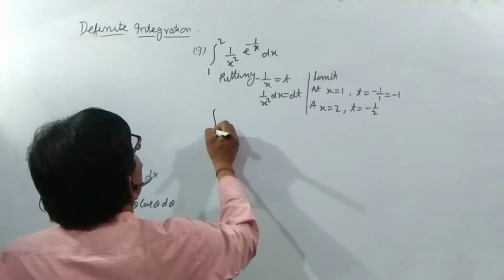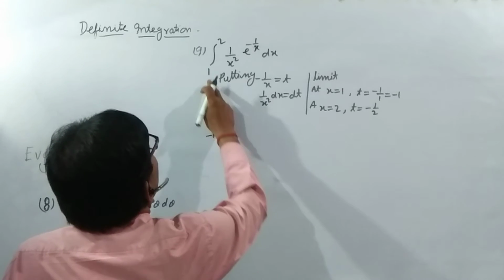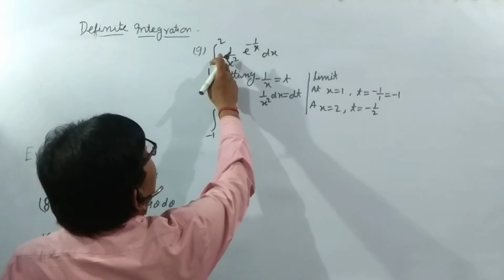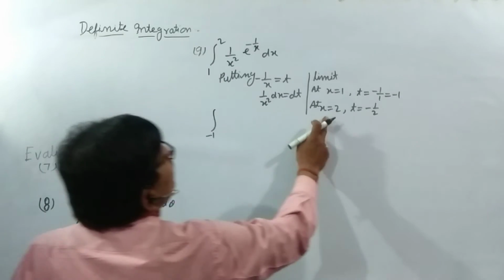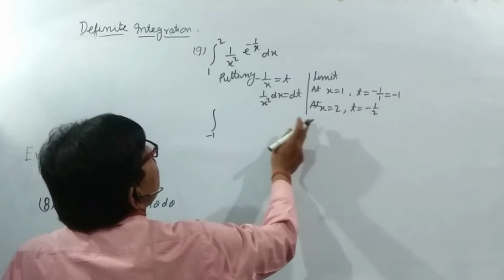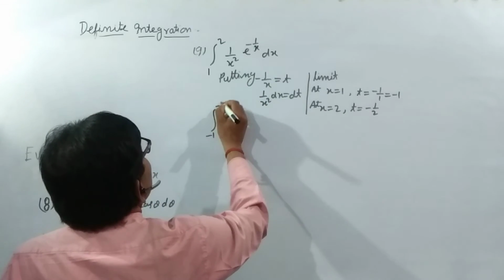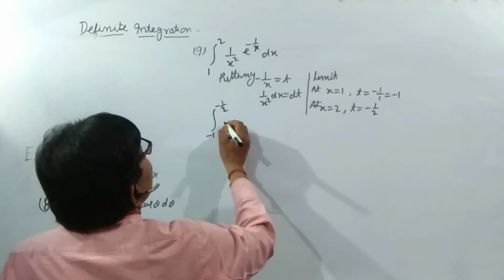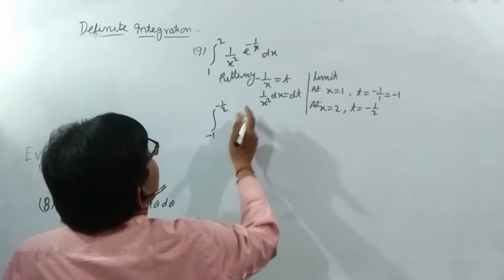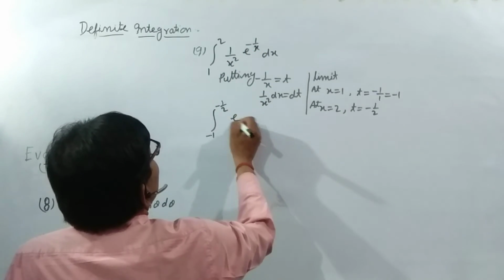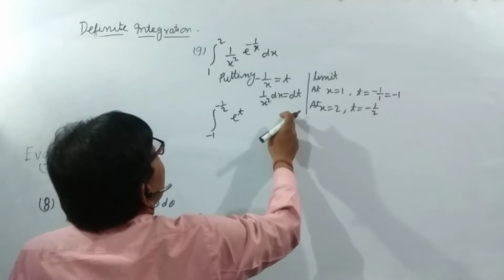Now here the limit is 1, that is minus 1, and x is equal to 2, t is equal to minus 1 by 2. e to the power of minus 1 by x is equal to t, so that e to the power t, 1 by x square dx is equal to dt.